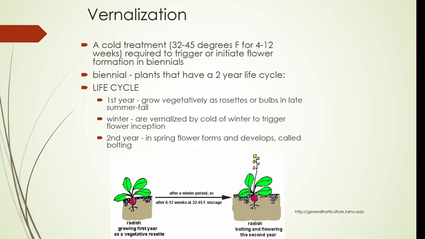So vernalization is a cold treatment required to trigger or initiate flower formation in biennials. Again, this is the same thing. The first year it grows vegetatively as rosettes or bulbs in late summer or fall. In winter, it's vernalized by the cold of winter to trigger flower inception. Then in the second year, the spring flower forms and develops, and that's called bolting.